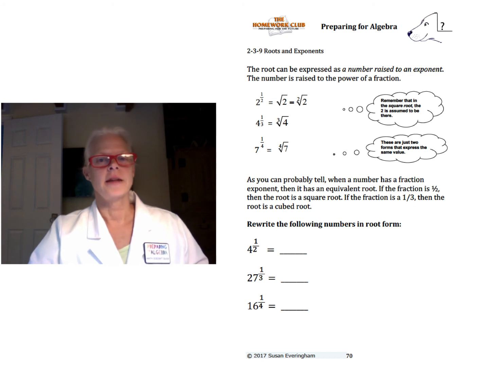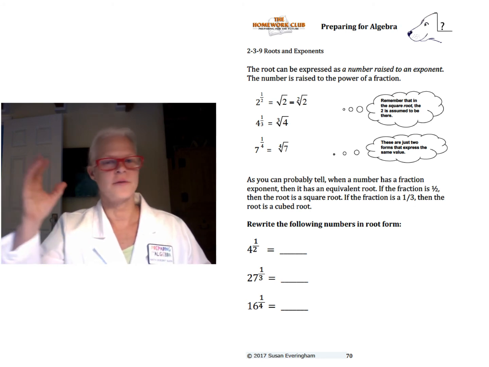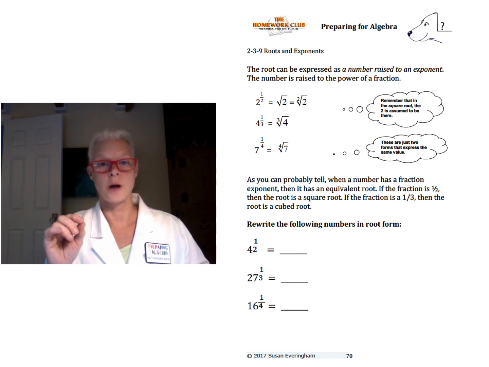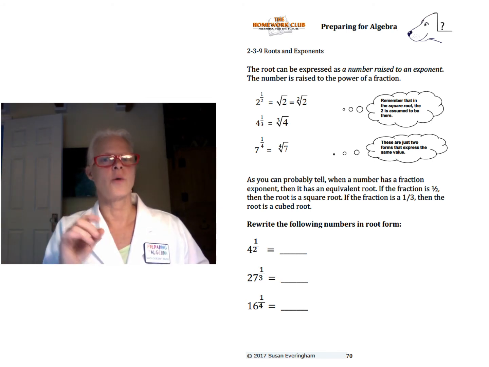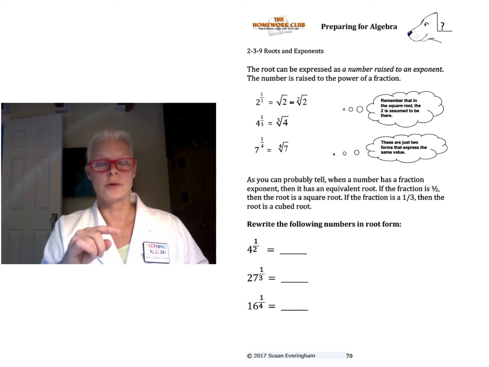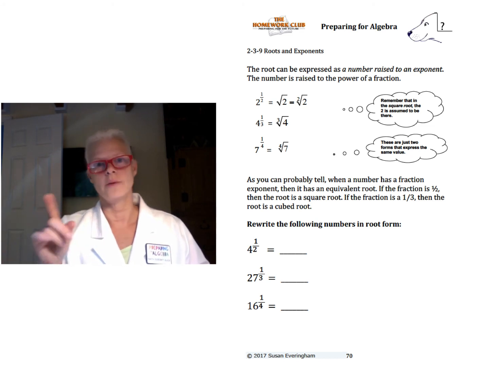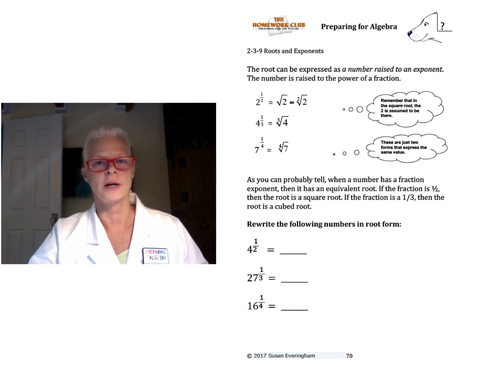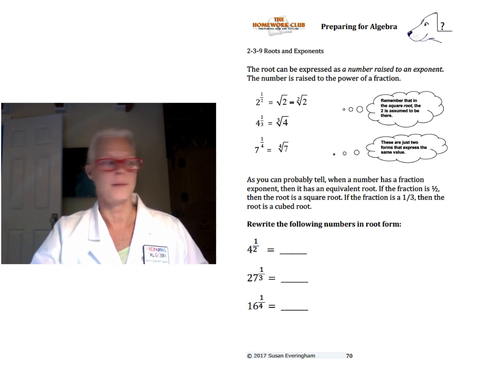Page 70. The key here on this page is that if the exponent is a fraction, then that fraction denominator, in the first one, 1/2, is actually the root. So we've got square root of 2 to the 1, which is 2. So the square root of 2, which doesn't work out very evenly, but we'll talk about more complex numbers later on. Go ahead and rewrite the following numbers, noting that the fractions have the root in them. So the 2, the 3, the 4. All right?